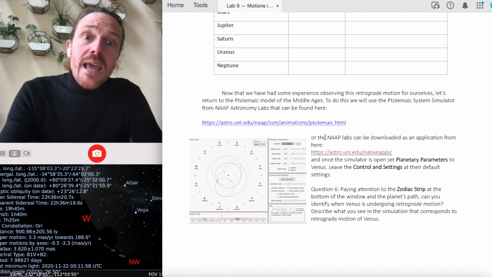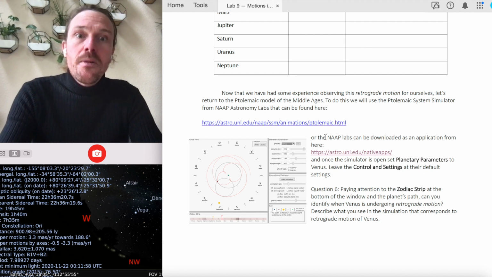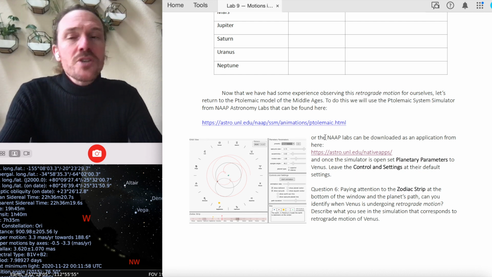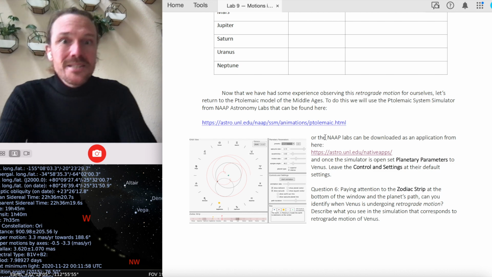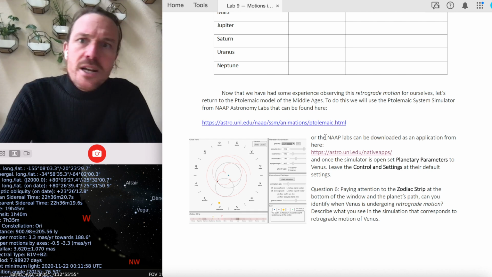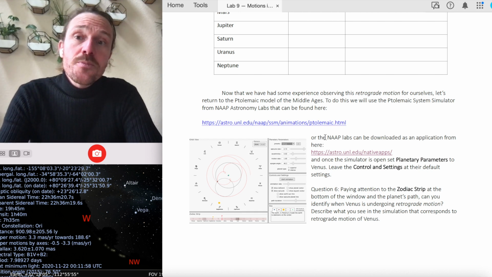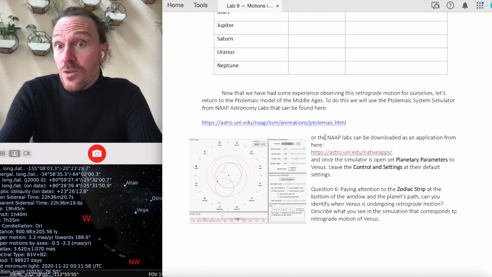Now that we have some experience observing the retrograde motion for ourselves, let's return to the Ptolemaic model of the Middle Ages. We're returning to it because it was mentioned in the introduction, and it relates to some of the things we saw in those early figures I asked you to interpret, which is a totally open-ended answer. In fact, it's not even interpreting. You want to write what was the intention of the person that made them.